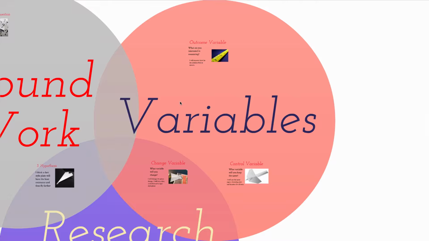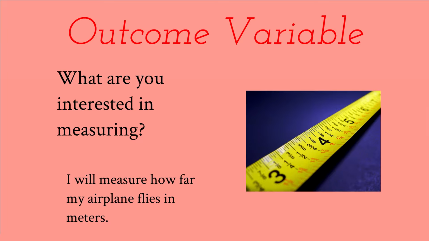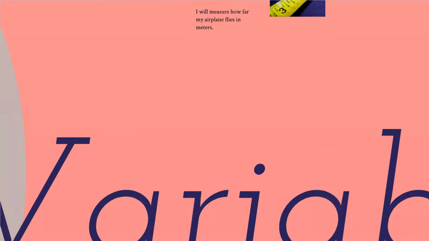There are 3 kinds of variables we're going to talk about. First is our outcome variable, which is also called a dependent variable. This is what we're interested in measuring. So in this case, it will be how far our plane flies, and we will be measuring in meters, centimeters, inches, whatever's appropriate for your experiment. But it's good to specify beforehand what the outcome variable is and how you will be measuring it.